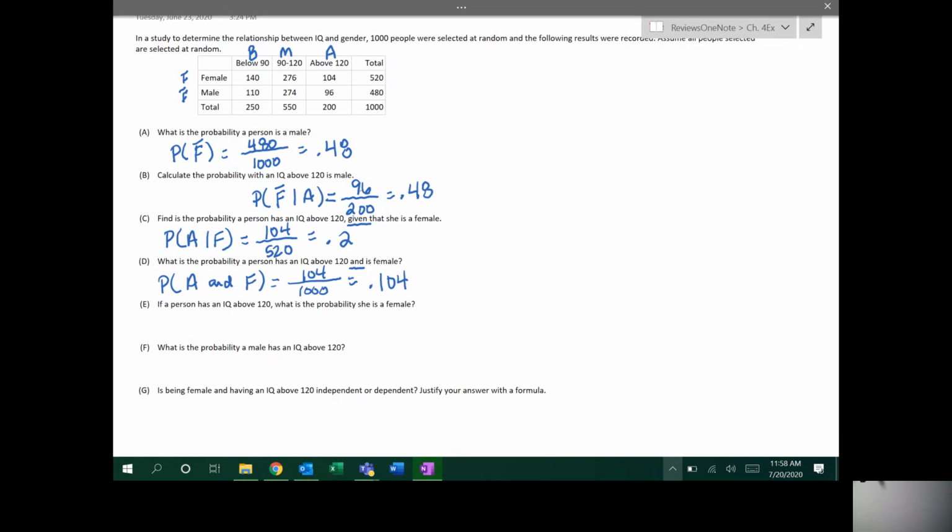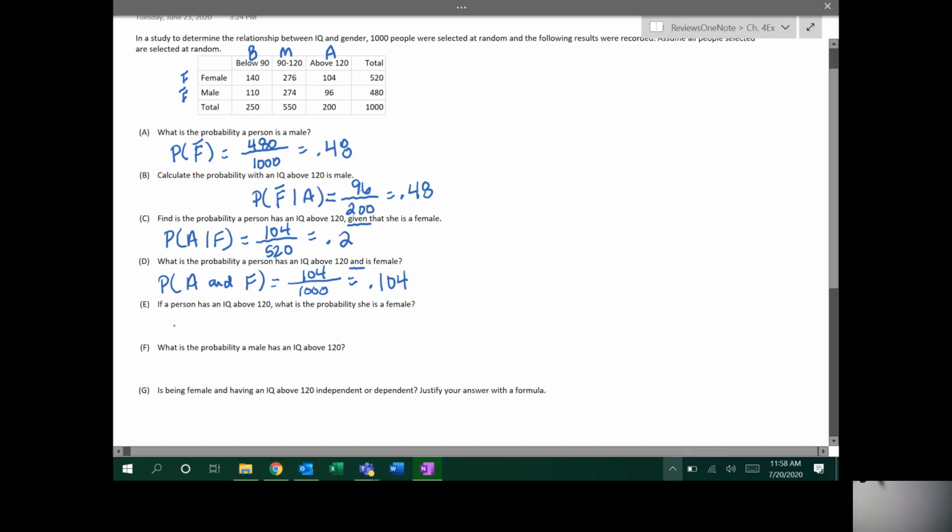Part E, the probability of two things. It doesn't use and, but, or nor, so it's going to be a conditional. And it says if a person has an IQ above 120, so given that they have an IQ above 120, what is the probability that they are female? So we're only using the A column, and in the A column, 104 are female, or 0.52.